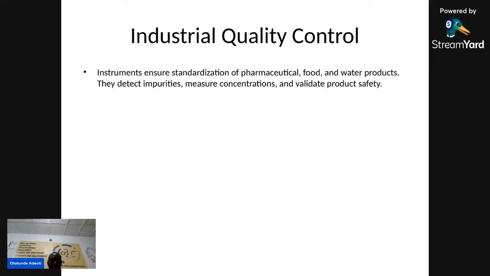Yeah, can't joke with that. Apart from that, the same thing applies to water products, impurities, measurement of this and so on and so forth. You can't do that.